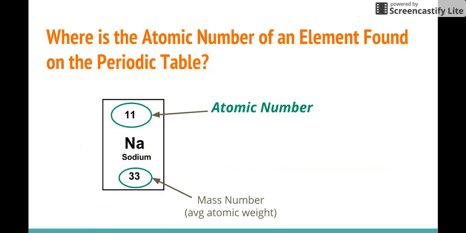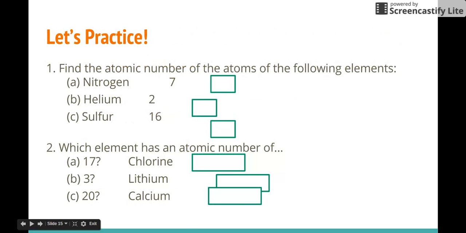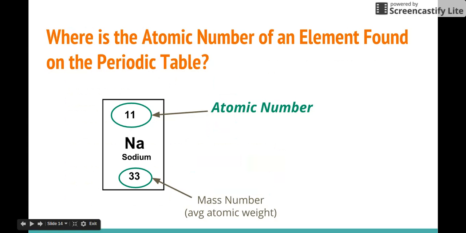So where do you find the atomic number? I mean, it doesn't make any sense to talk about it if we don't know where to find it. Well, our atomic number can be found on the periodic table. Each element, like you've probably seen, has its own little square. Our atomic number is the one all the way up here at the top. So if you see, it goes 1, 2, 3, 4, 5, 6, 7, 8, 9, 10, 11. So that's right here. And then down here, this is our mass number, our average atomic weight. We'll talk about that in just a second.